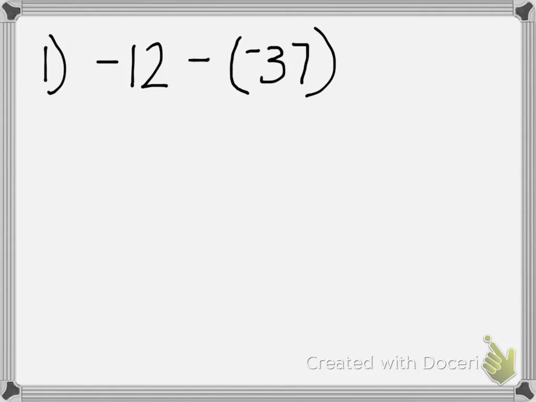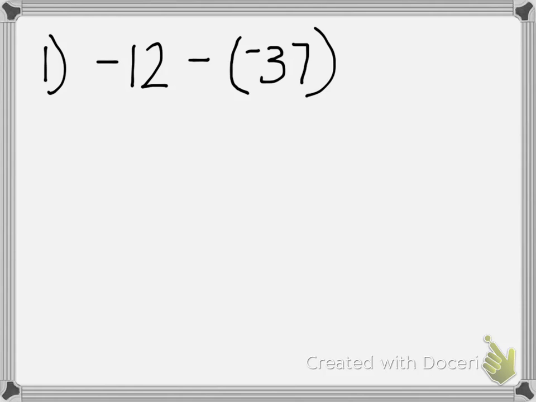We are still gonna do math, however. We will do assignment 35, daily math review, number 1. And first thing you do is write what you see. Negative 12 minus negative 37.